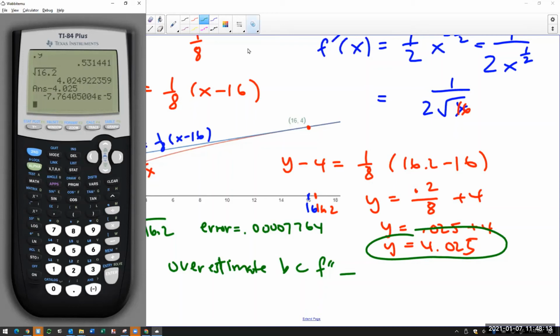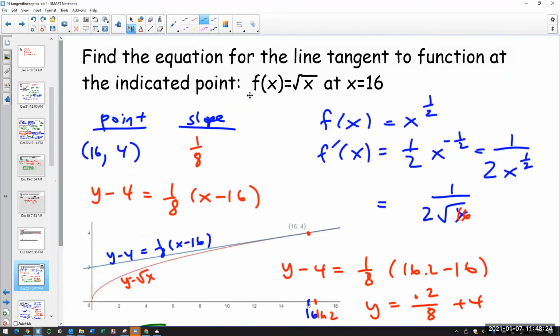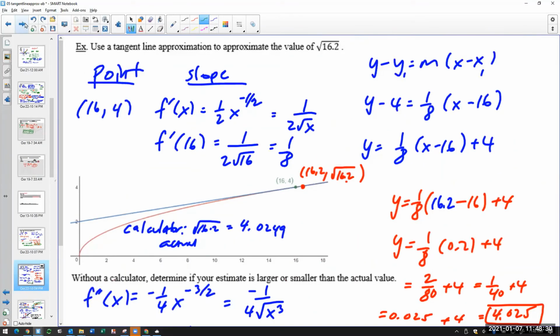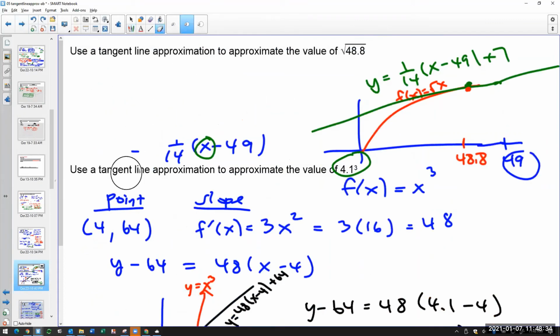All right, what other number do we need to estimate here? What's your next one? 48.8. Okay, so what if I want the square root of 48.8. You will have something like this on your test. Did we do the 16.2 already? Okay, so here's the 48.8.